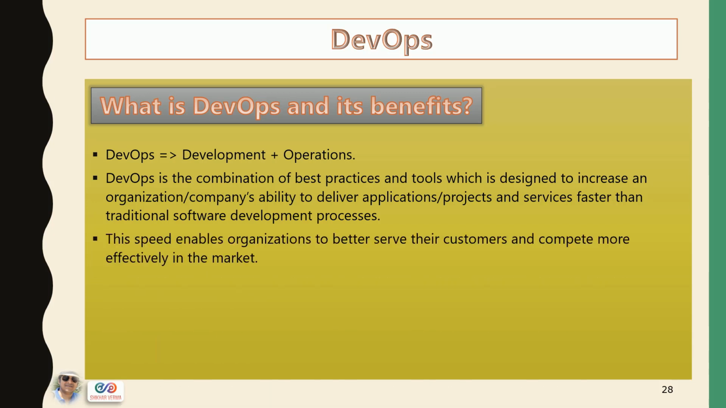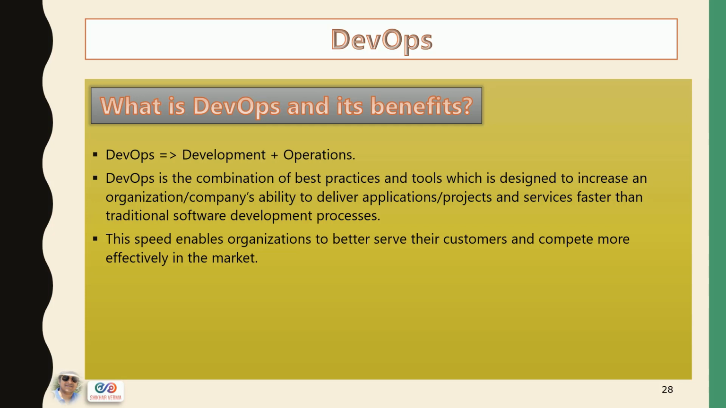This speed enables organizations to better serve their customers and compete more effectively in the market. So here the main factor is time. With DevOps, you can deliver the product faster. Say for example, there are two companies, company A and company B. If company A delivers new use cases or new features to customers faster than company B, obviously customers or clients always prefer what comes fast and is good to use.